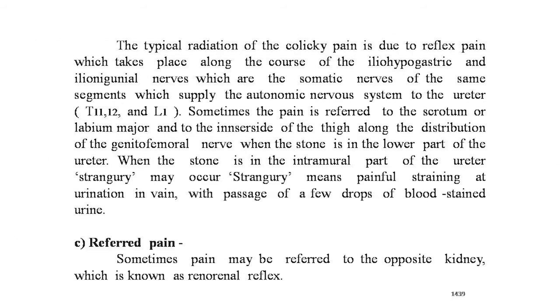A typical radiation of colicky pain is due to the reflex pain which takes place along the course of the iliohypogastric and ilioinguinal nerves, which are the somatic nerves of the same segment that supply the autonomic nervous system to the ureter, that is from T11, T12 and L1. Sometimes the pain is referred to the scrotum or labium majus and to the inner side of the thigh along the distribution of the genitofemoral nerve. When the stone is in the intramural part of the ureter, strangury may occur. Strangury means painful straining at urination with passage of a few drops of blood-stained urine.